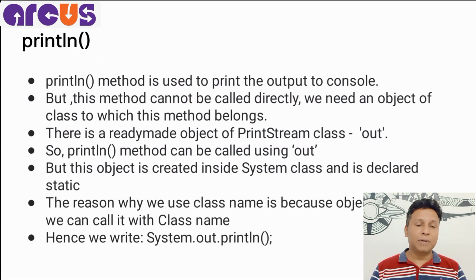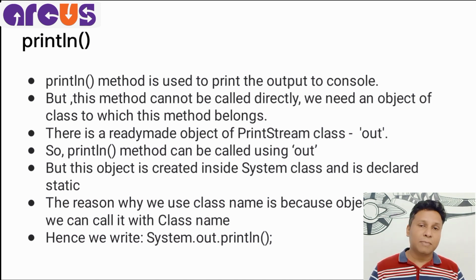The println method is used to print something onto the console, but we cannot call this method directly. We need an object of the class to which this method belongs. We cannot call this method directly because we need an object. So we have this ready-made object of the PrintStream class called out. Out is a ready-made object of PrintStream which happens to be a member of the System class. So the println method can be called using this out member.